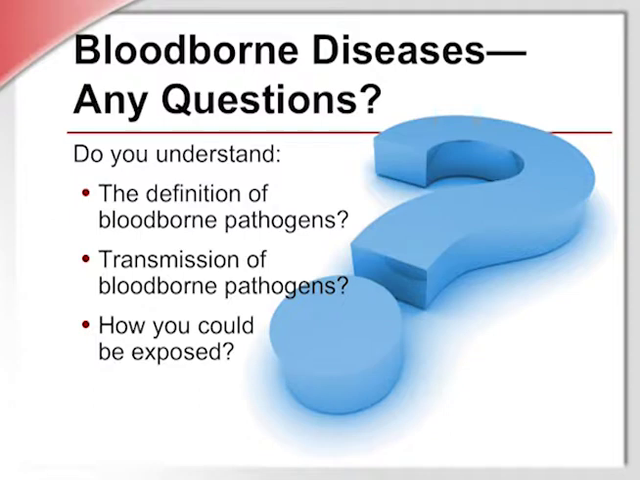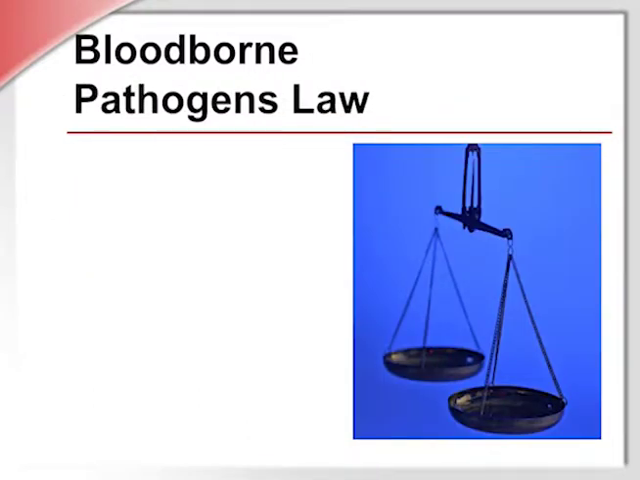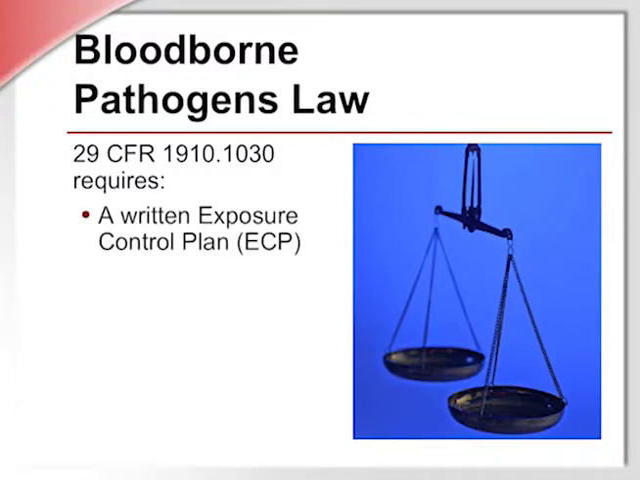Now we'll discuss aspects of the law as it relates to bloodborne pathogens. The Federal Bloodborne Pathogens Rule is found in the Code of Federal Regulations at Title 29, Section 1910.1030, and is enforced by the Occupational Safety and Health Administration, or OSHA. This rule requires employers with workers who might be exposed to bloodborne pathogens in the workplace to provide a Written Exposure Control Plan, or ECP.